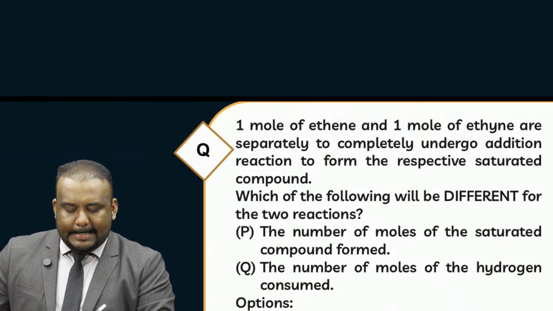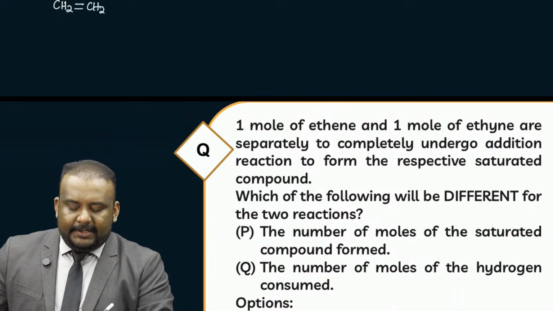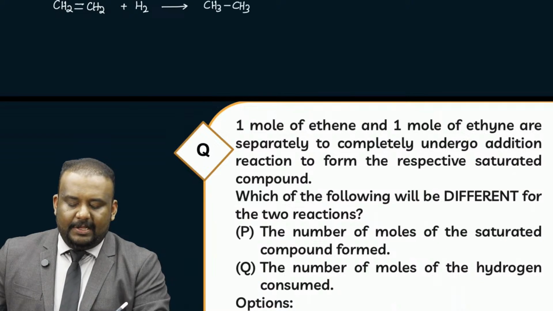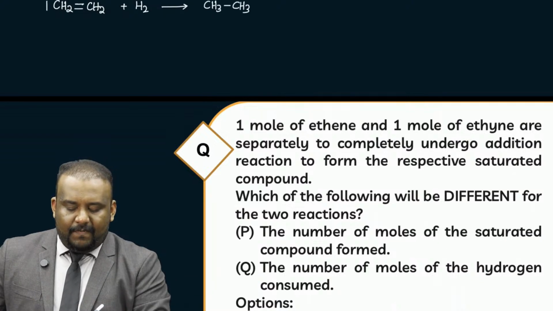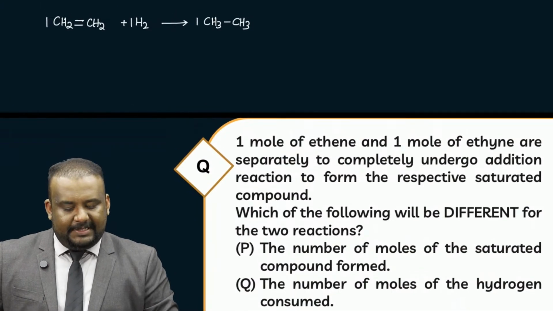See, let's take ethene. What is ethene, guys? CH2 double bond CH2, that is ethene. If I have to do an addition reaction of ethene, I just need to add 1 mole of hydrogen so that I get ethane. So 1 mole of ethene reacts with 1 mole of hydrogen to form 1 mole of ethane. That is the first case.